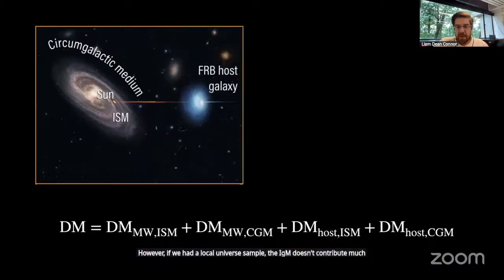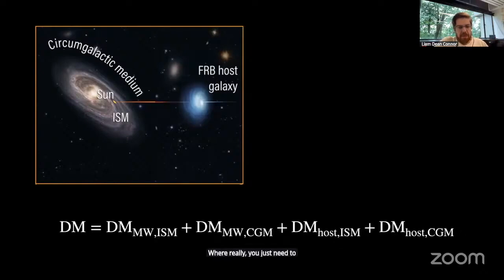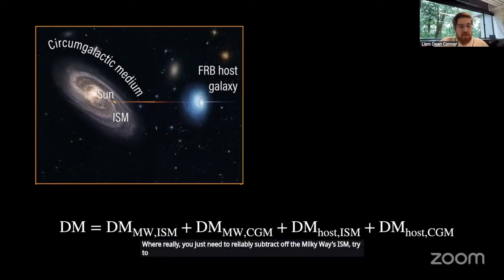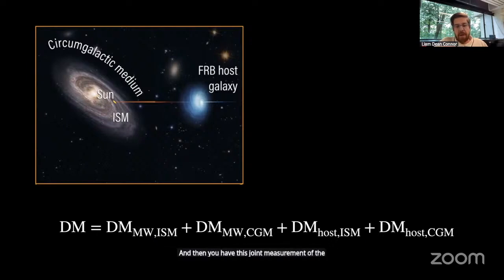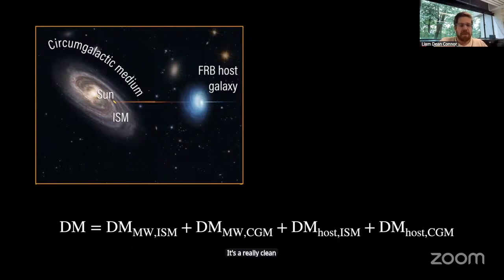So we go from this scenario to this scenario, where really you just need to reliably subtract off the Milky Way's ISM, try to model somehow the host galaxy's ISM, and then you have this joint measurement of the Milky Way's halo and the host galaxy CGM, which is a really clean way of going after the baryon content of Milky Way-like galaxies, circumgalactic media.